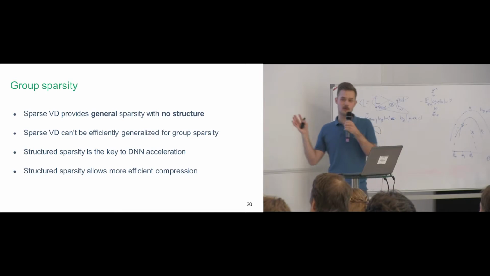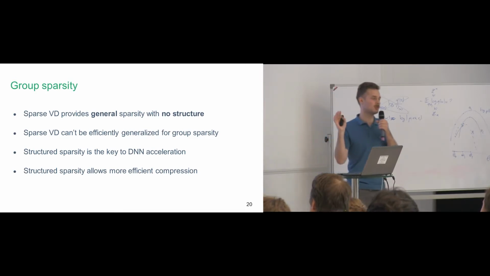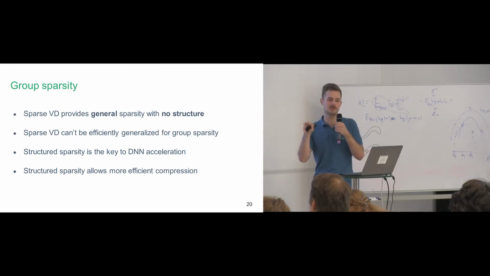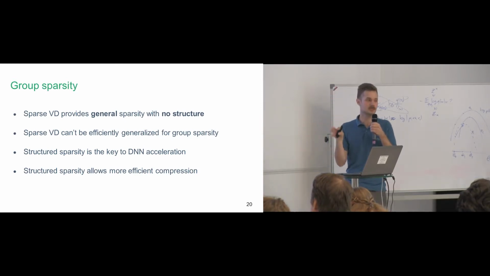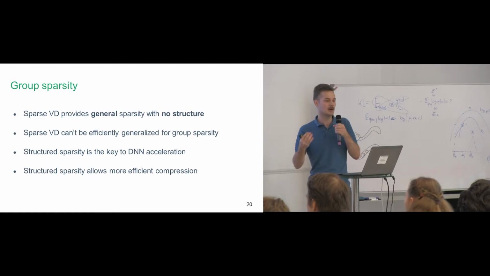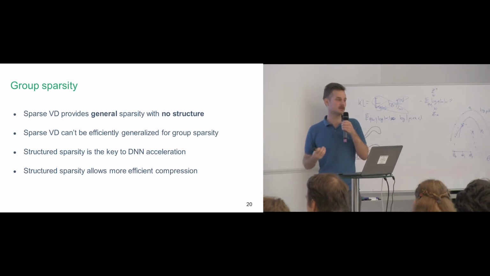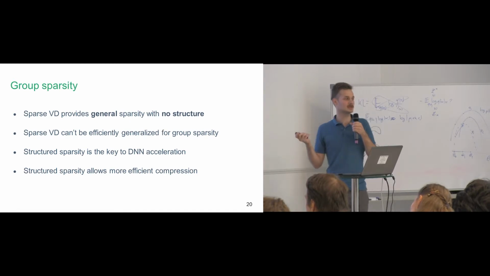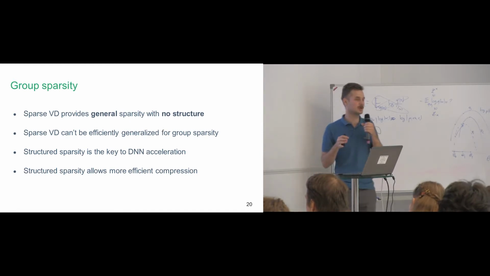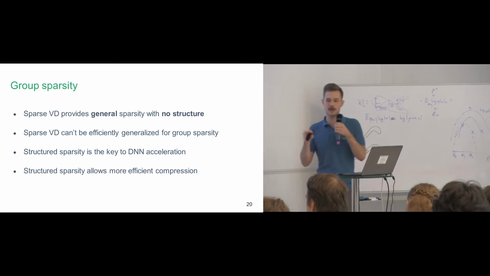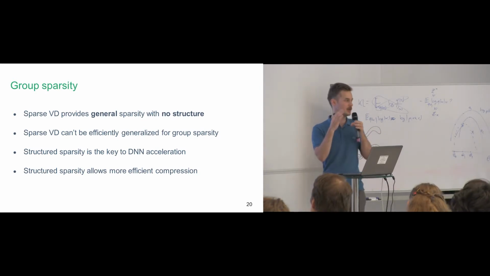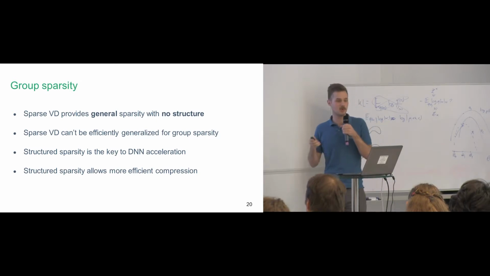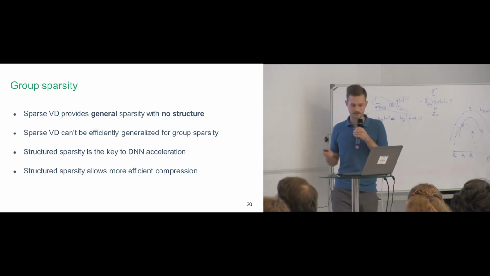We can remove some filters, or we can remove some neurons and just apply matrix multiplication on the subset of matrices, and thus we can accelerate, speed up our networks. And also it allows us more efficient compression, because we don't need to save sparse matrices, we can just save part of our matrices, and it can be done in a more efficient way.